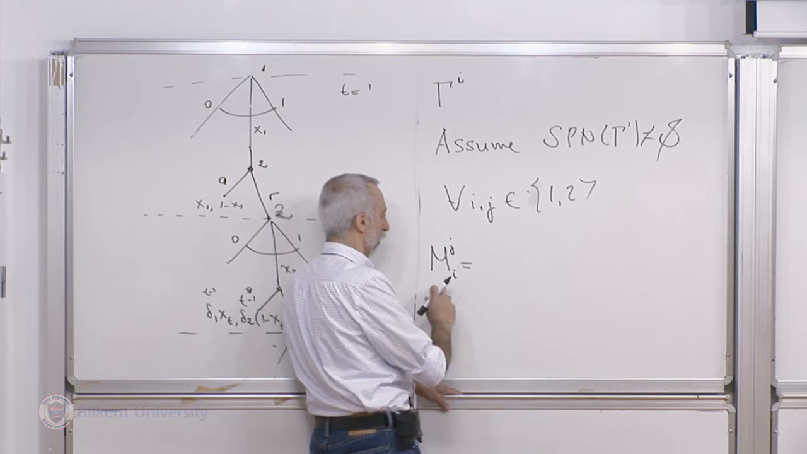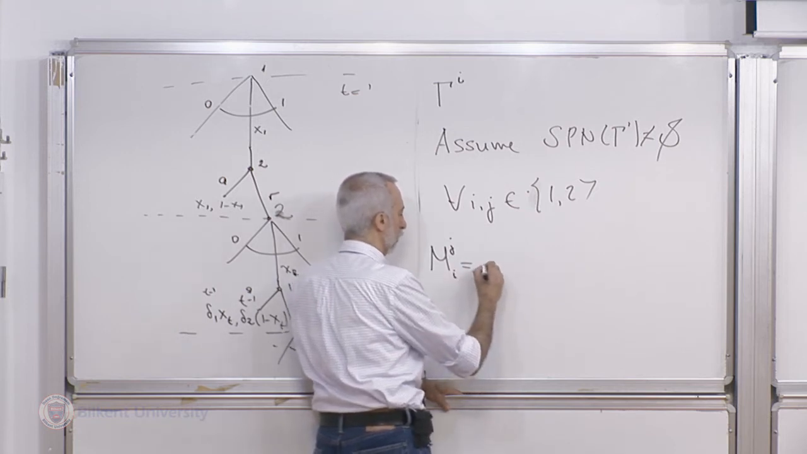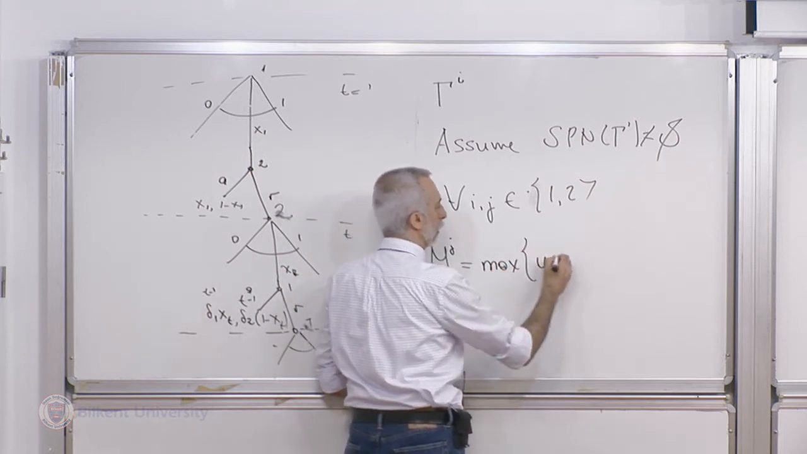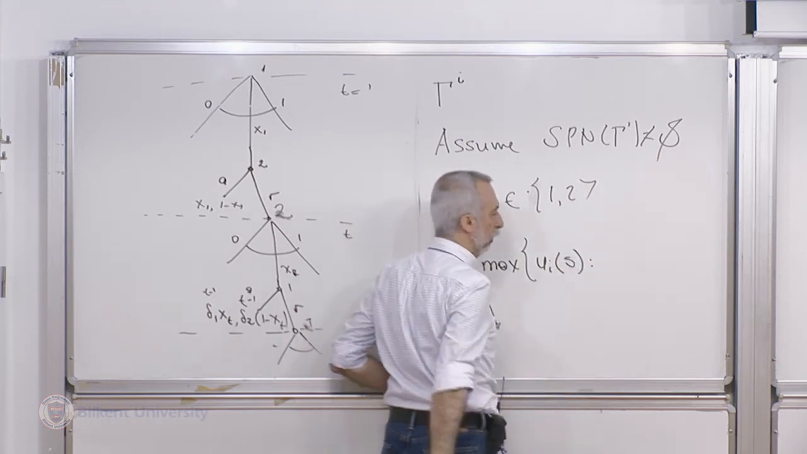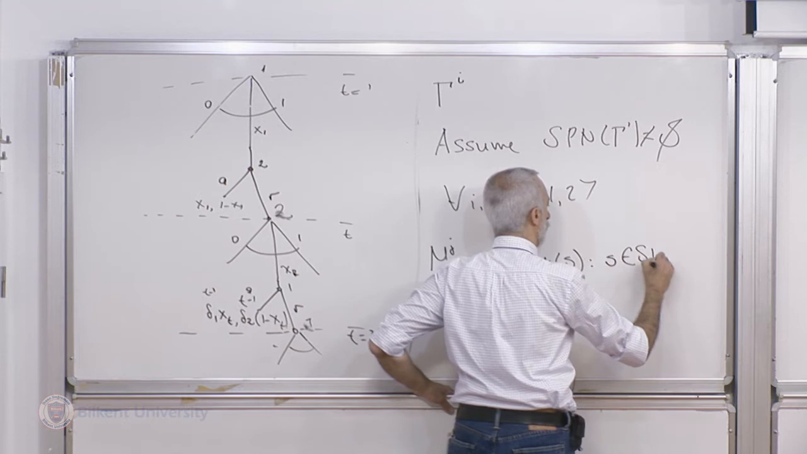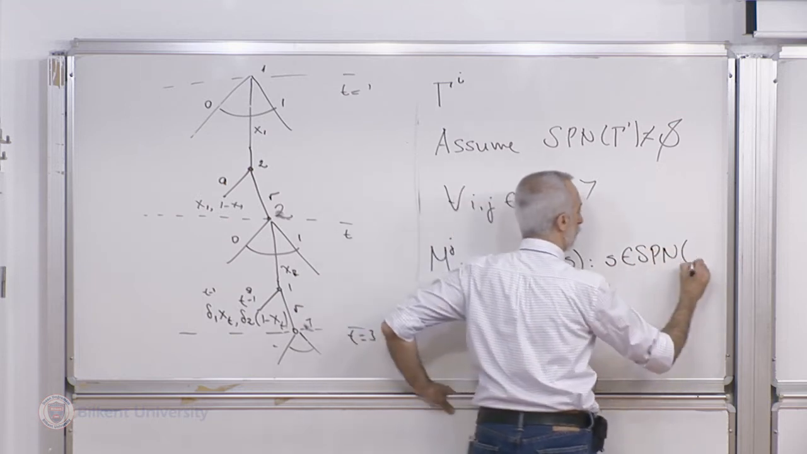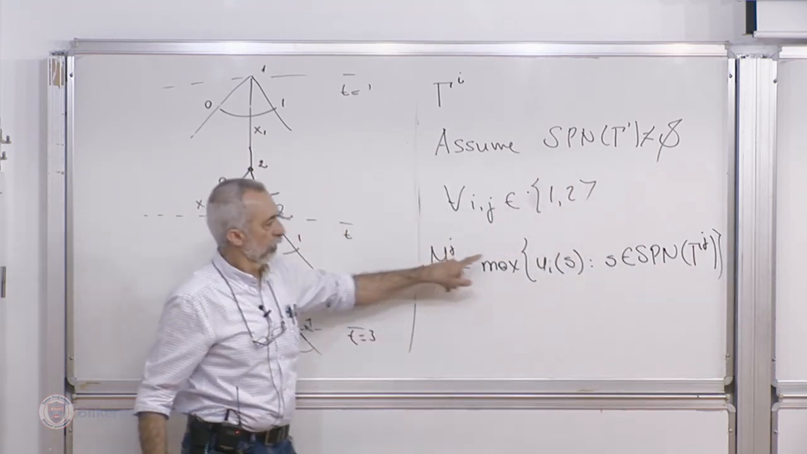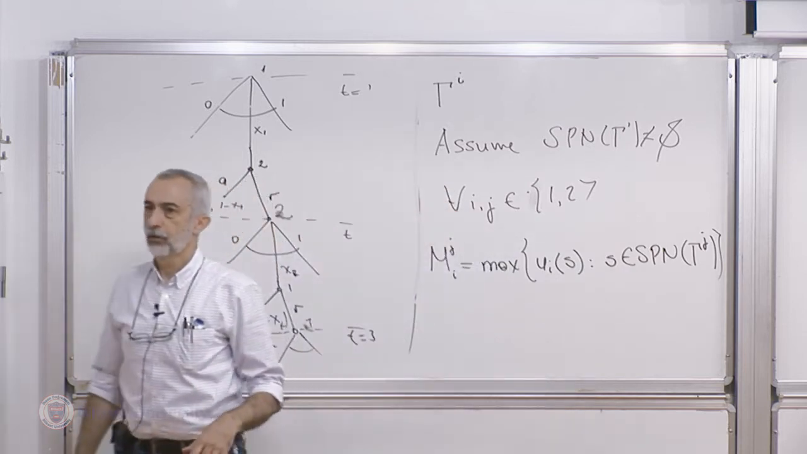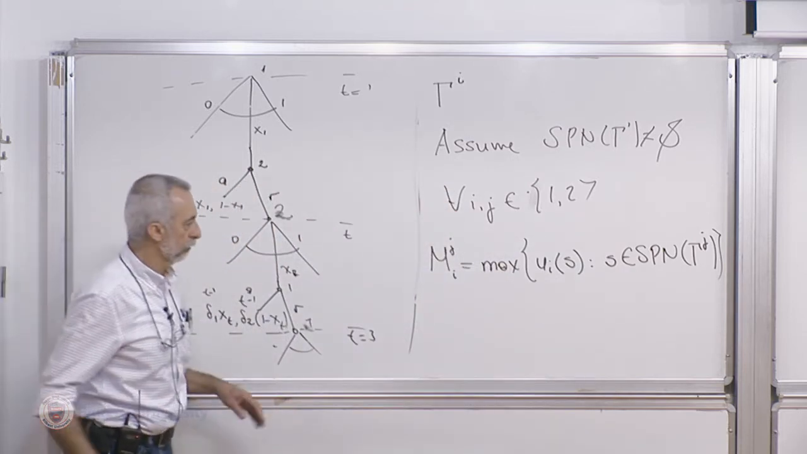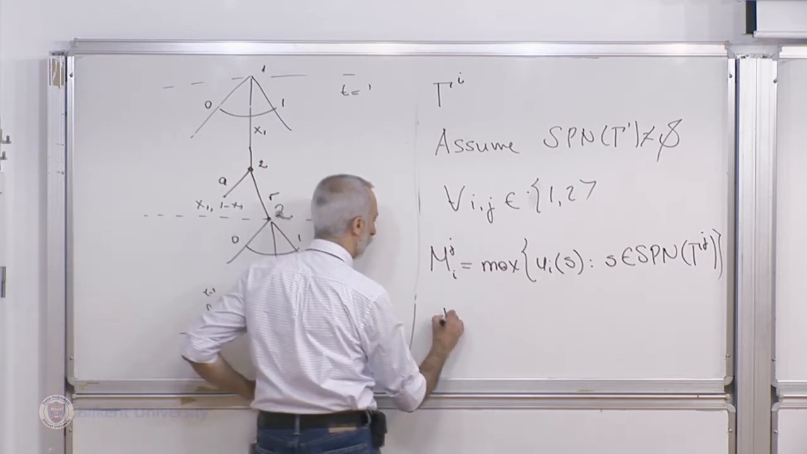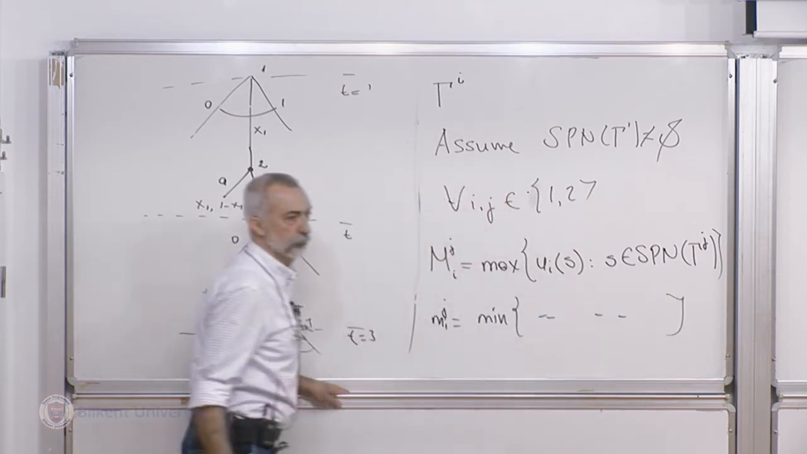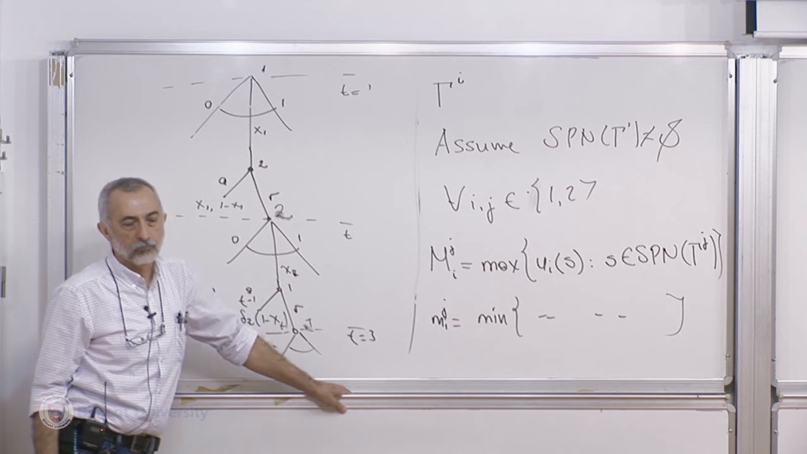That makes me happy. So we define this as the maximum of u_i of S, where S is a subgame perfect Nash solution, so it's a strategy profile of the game gamma J, the game which starts with an offer by agent J. So small m_ij is equal to the minimum of the same thing. So far, so good?